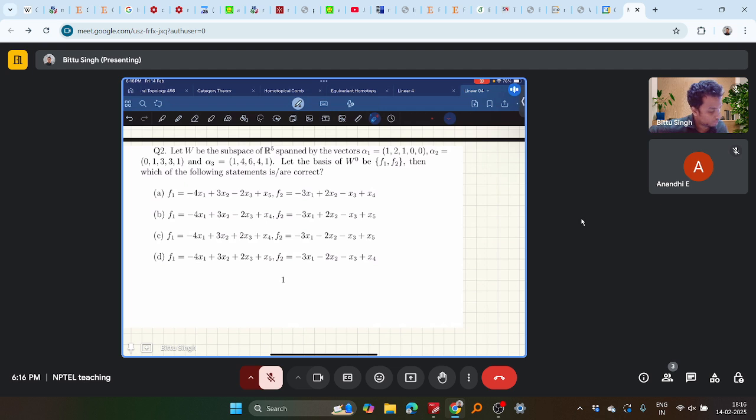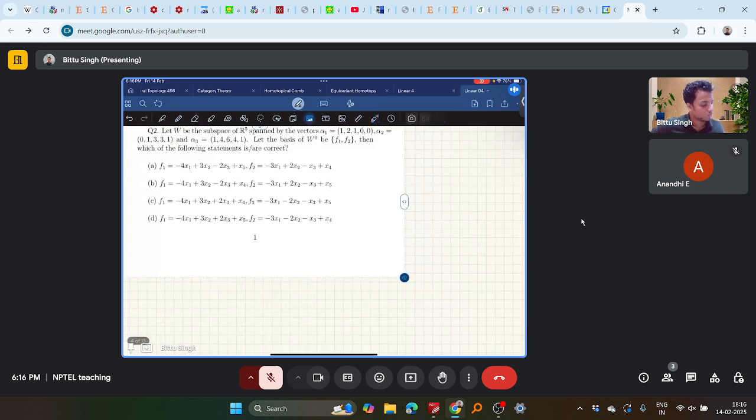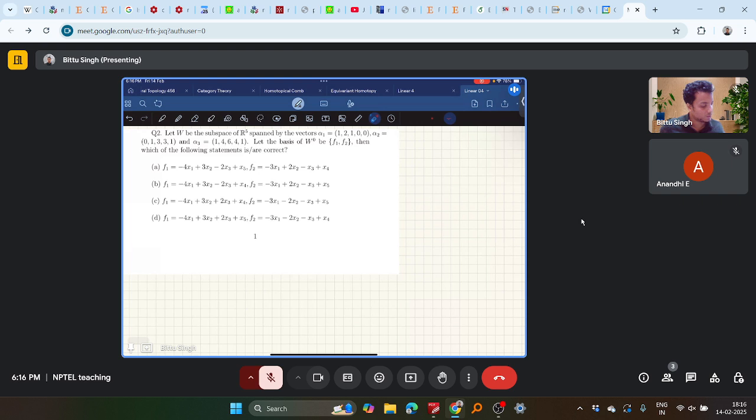Now the question is W naught. The basis of W naught is given by F1, F2. Then which are the correct possibilities of F1, F2? So let me write the solution.